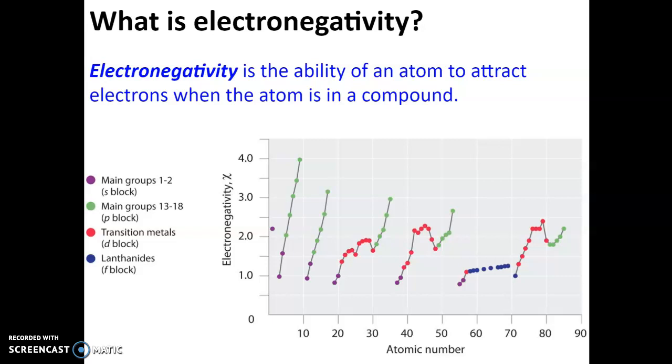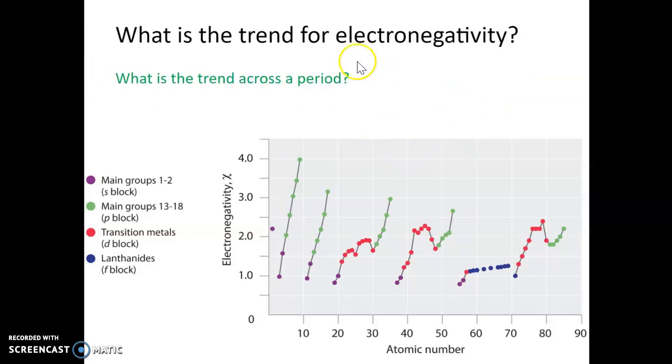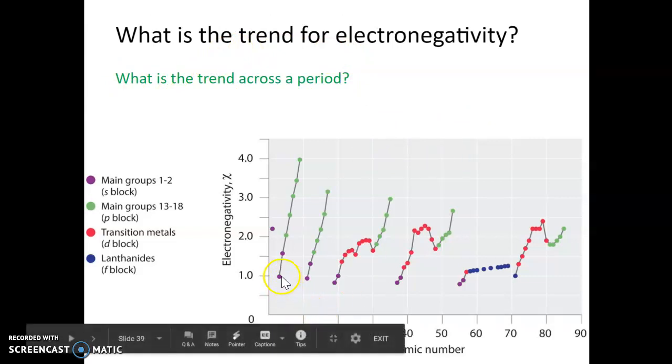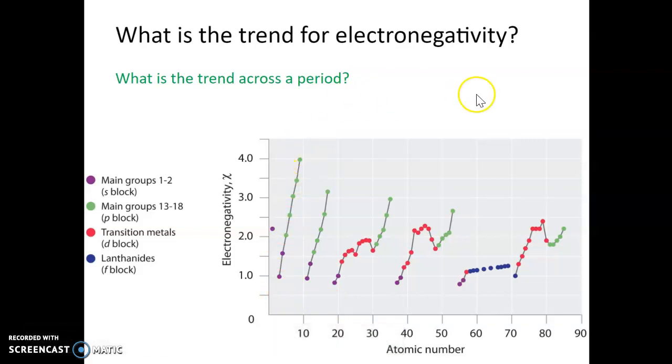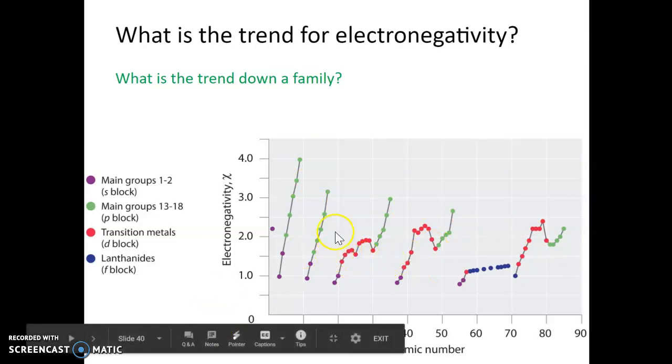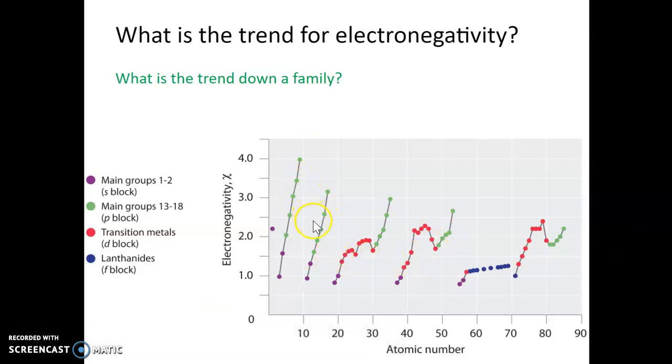So take a look at this graph. This one looks wild, especially compared to the ones we've looked at before. And let's think about the trend across the period. So across the period, we can see electronegativity just goes up, up, up, up, up. Trend down the family, it goes down, down a little more, down a little more. And it kind of zigzags a little bit.